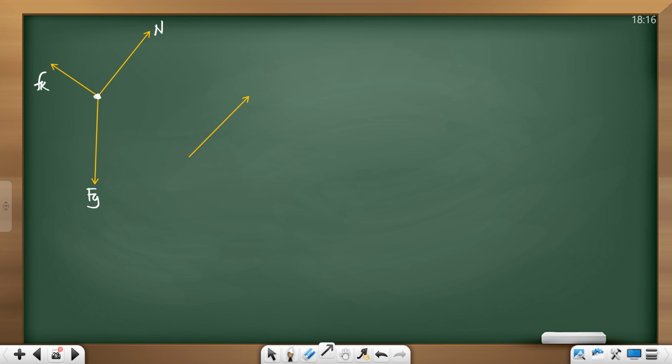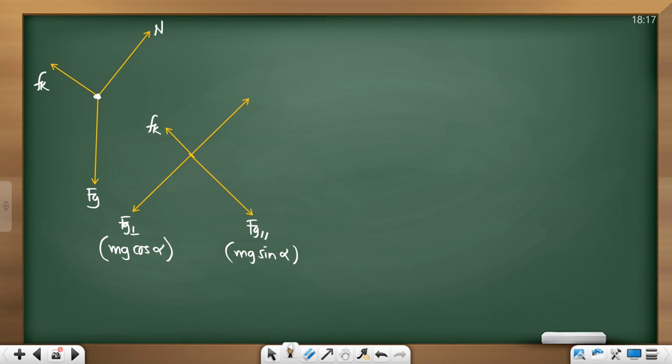Normal there. What do you have here? FG perpendicular, parallel to the surface. And then what do you have here? Friction. So we have FG perpendicular, which is mg cos alpha. You write that immediately. FG parallel, which is mg sine alpha. And then we have what? Normal.